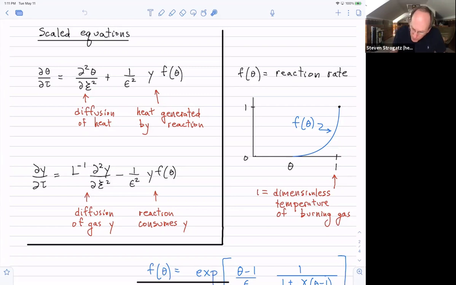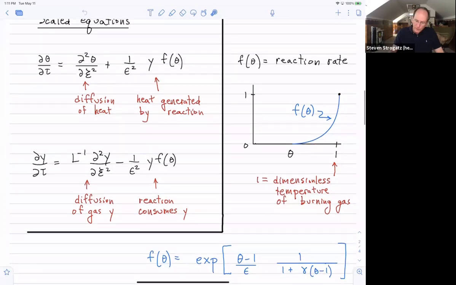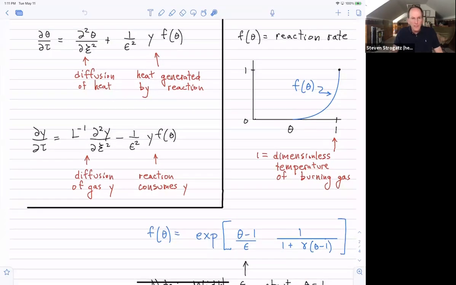So you should think of this blue curve, this F of theta, as being essentially zero, except in some thin layer centered just below one, at which the ignition occurs. And so there's a formula for this F of theta that comes from the Arrhenius law for rate of reaction in chemistry. And so in scaled form, this Arrhenius law gives you a rate of reaction F of theta that's the exponential of temperature minus the critical temperature divided by this epsilon.